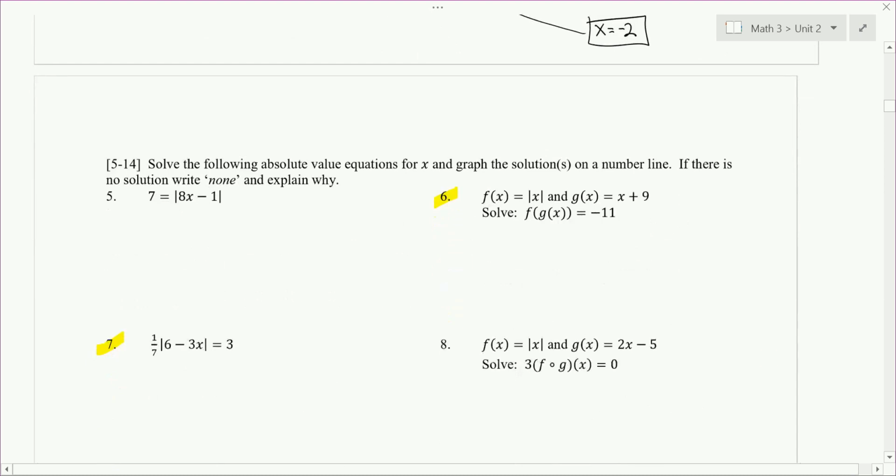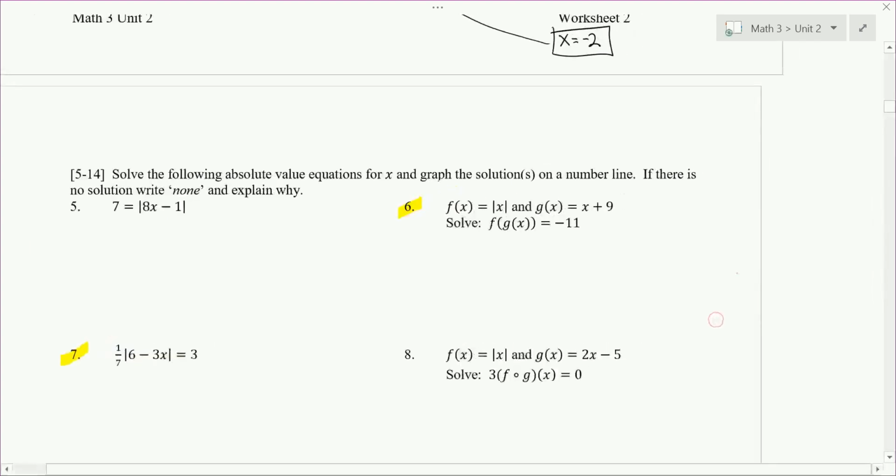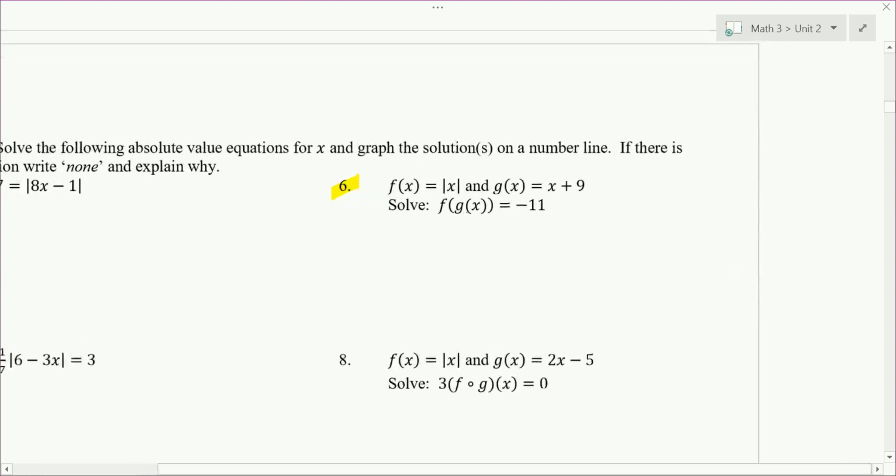Next, I'd like to look at number 6. Here we're asked to solve for the following absolute value equations for x and to graph the solutions on a number line. If there's no solution, then we write none and explain why. So here we have the composition of two functions. We're plugging g into the function f. So that notation means we get the absolute value of x plus 9. And that's equal to negative 11.